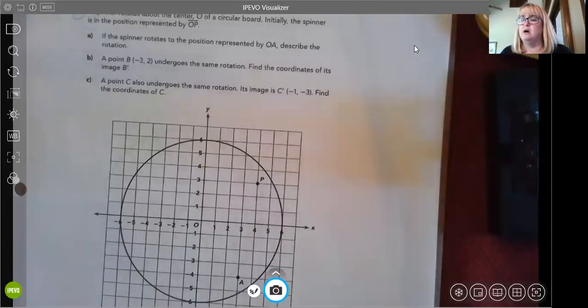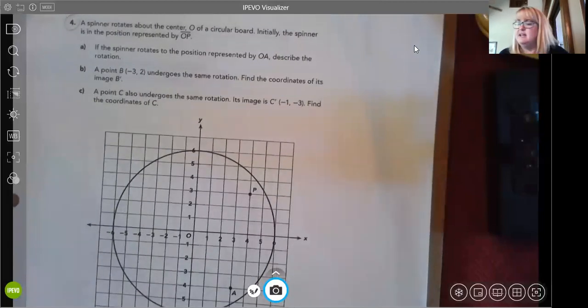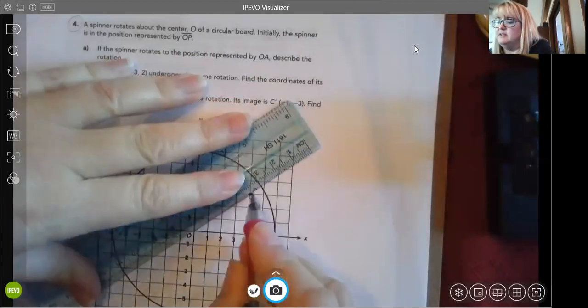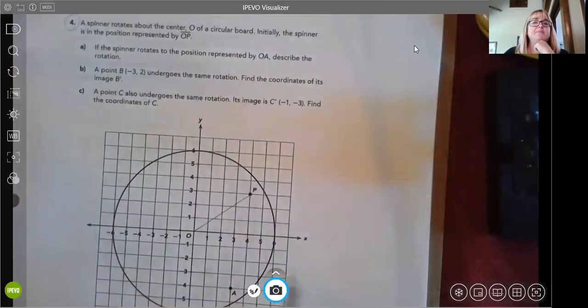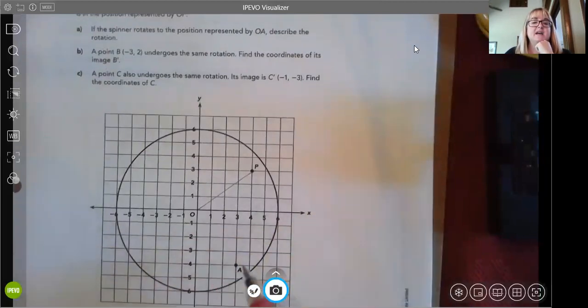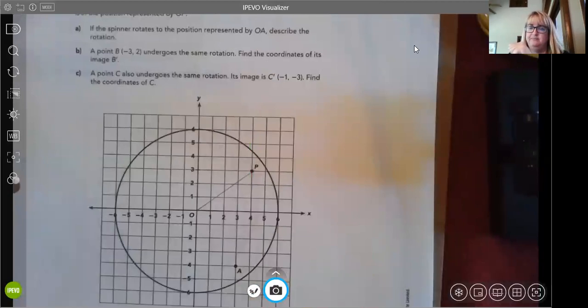Let's look at 4. A spinner rotates about the center O of a circular board. Initially, the spinner is in the position represented by OP. I don't know why they said OP. It's like a spinner. What they're saying is OP is your spinner. If the spinner rotates to the position represented by OA, describe the rotation. All right, so we need degrees and direction.